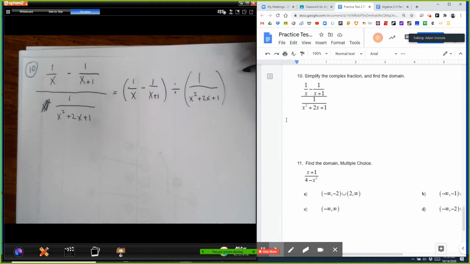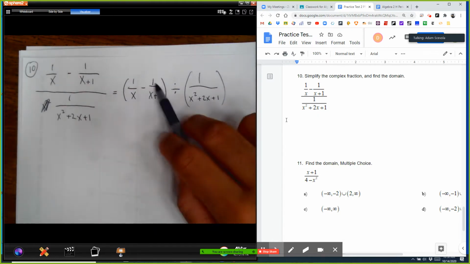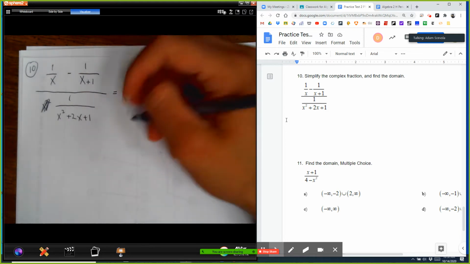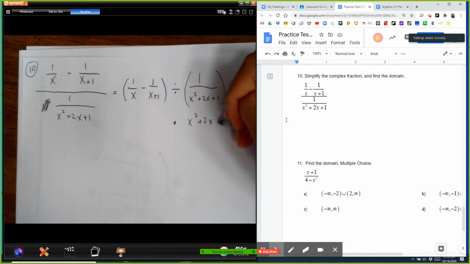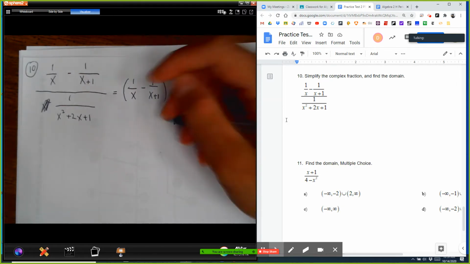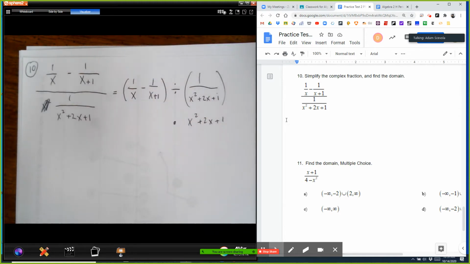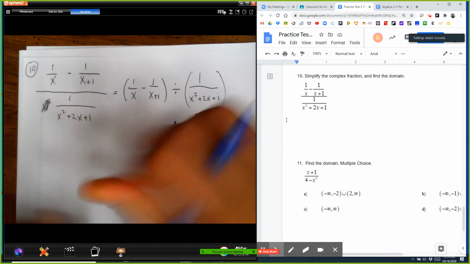Now normally we should always get a common denominator first and then flip it to multiply. So let's flip and multiply. This would be just times x squared plus 2x plus 1. We could actually just distribute this in and simplify it that way, but let's get a common denominator anyway, since that's the process we normally use.